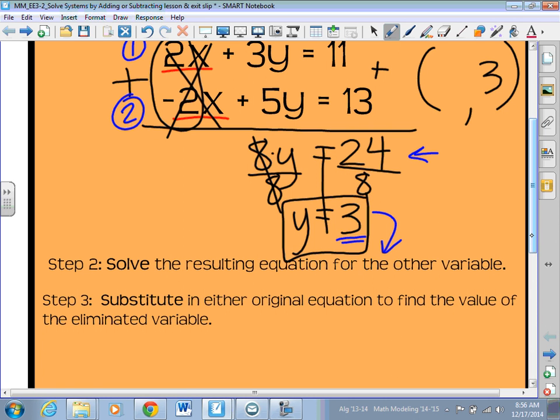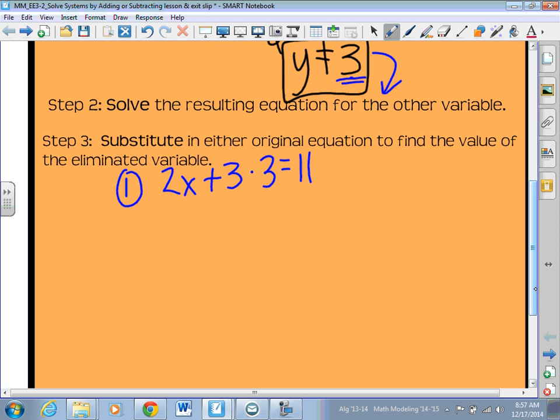So here's what I mean by that. I'm going to choose equation 1. So I have 2x plus 3y, and instead of y, I'm going to replace it with my number 3 because that's what y equals. So times 3 is equal to 11. So now I'm going to go ahead and solve that. So I have 2x plus 9 is equal to 11.